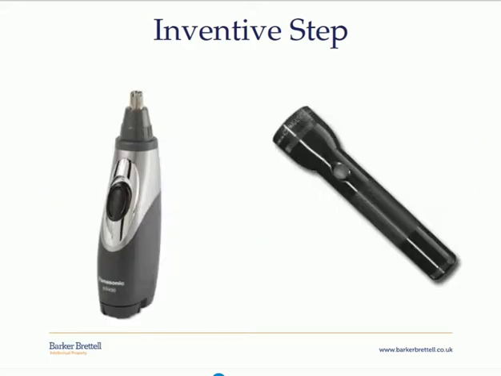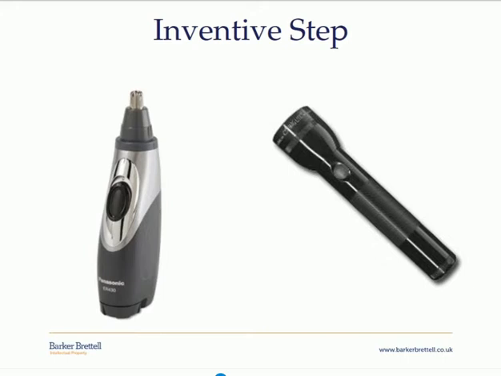Coming on now to a nasal hair trimmer and a torch. I keep both of them on my bedside table, and sometimes they get lost. I think it'd be easier to find them both if they were larger, so I'm going to attach them together and make a single product that's a combination torch and nasal hair remover. Do you think that's going to be patentable? Show of hands for yes?